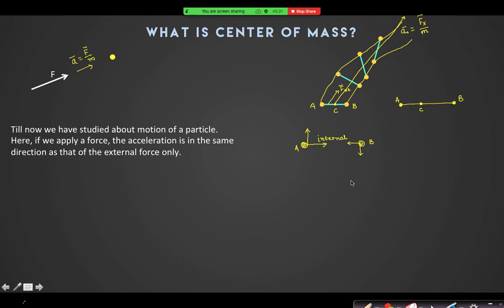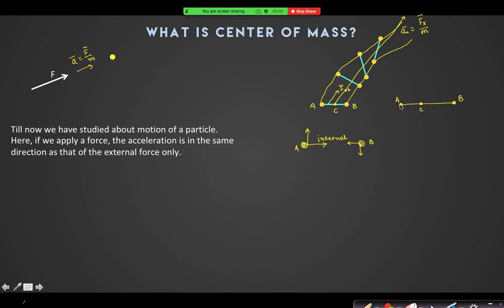Yes. If it is a rigid body, then only. If the distance between A and B cannot change, then can I say that the only possible way to move A and B about center of mass is either at rest or move in a circle? Yes, sir.